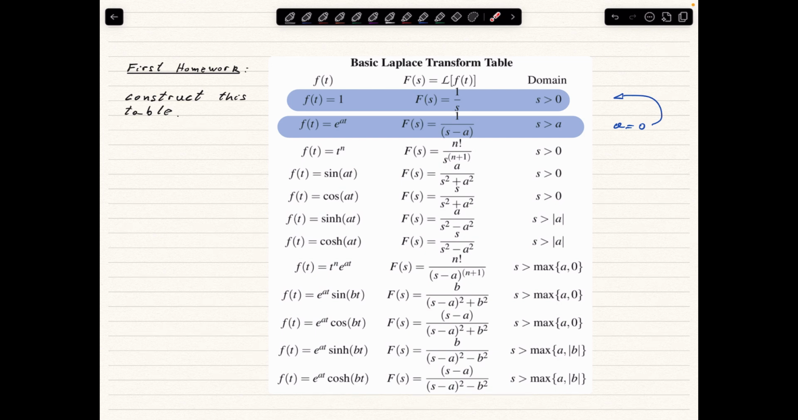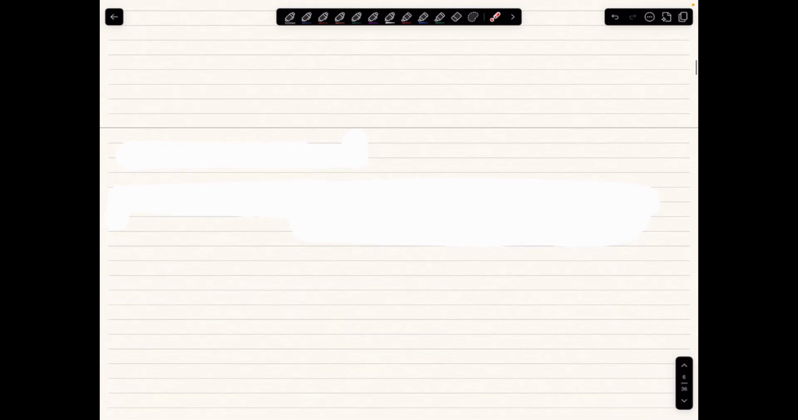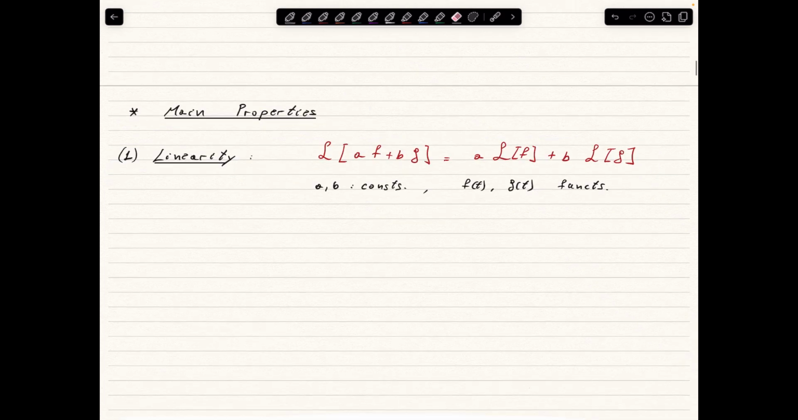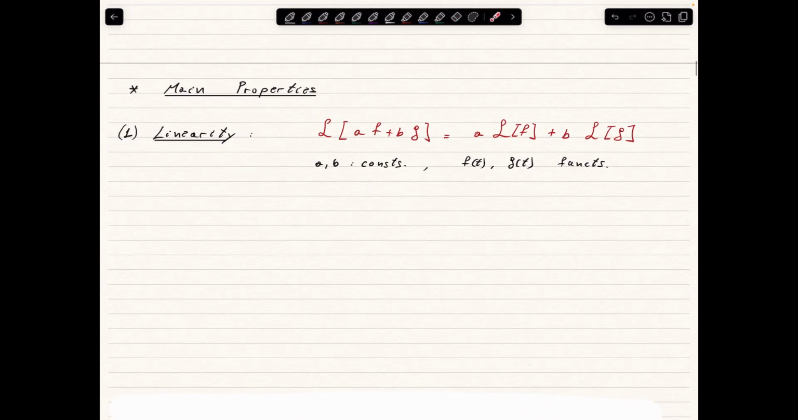Now let's go briefly over the main properties of the Laplace transform. The first property is that it's a linear operation. If a and b are constants, the Laplace transform of a linear combination of two functions is the linear combination of the Laplace transforms. This is very simple to prove because we are talking about integration and multiplication.